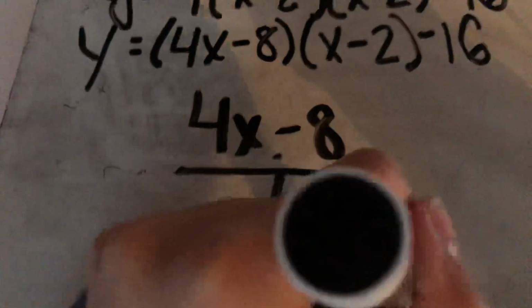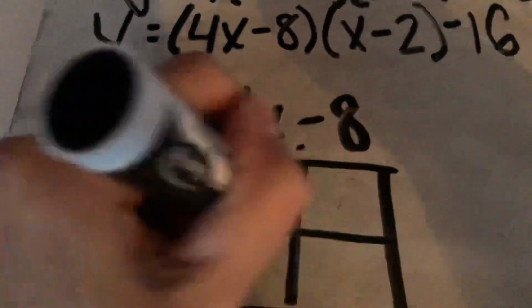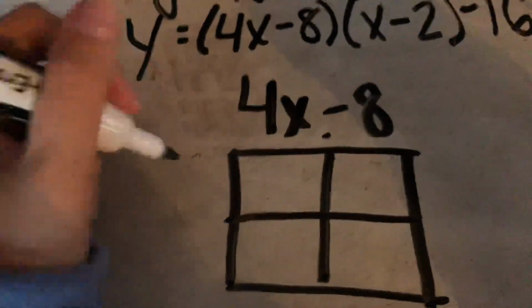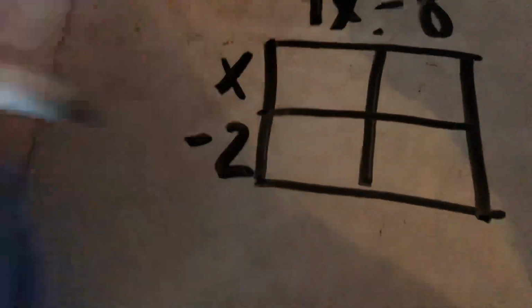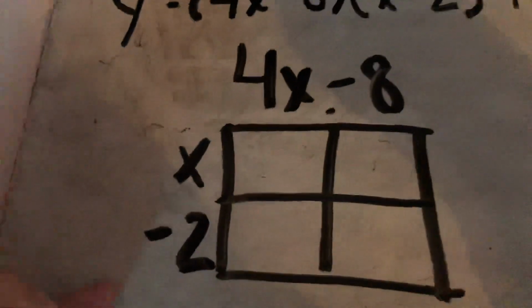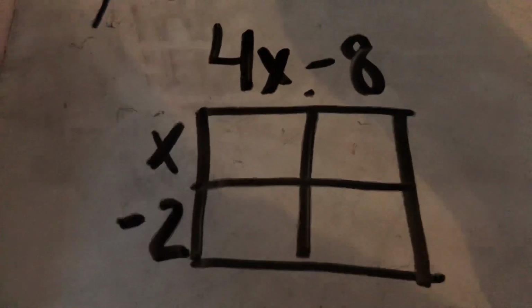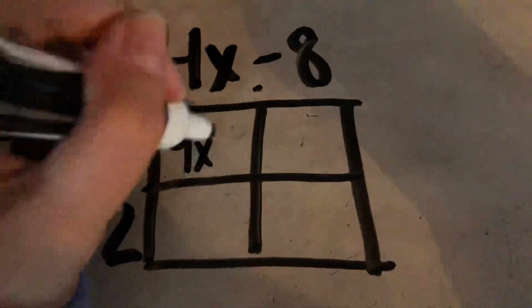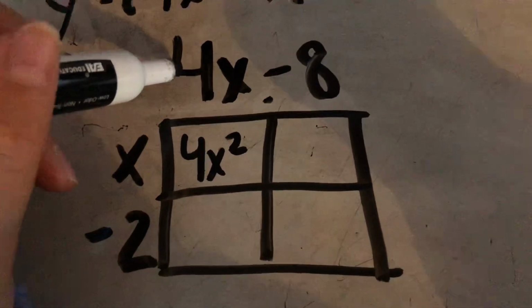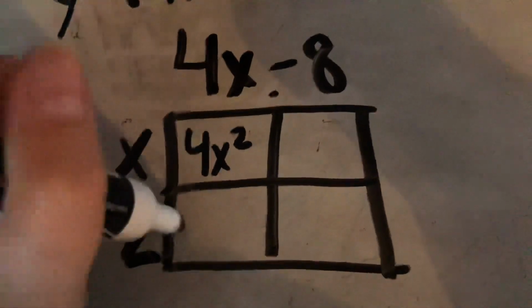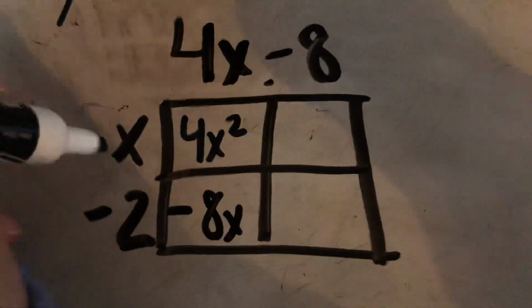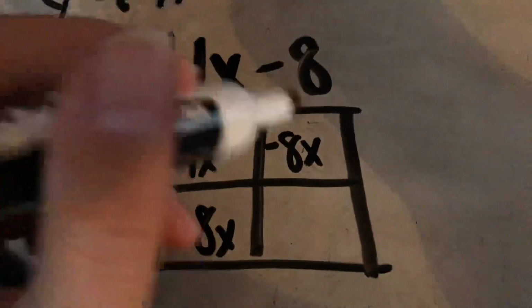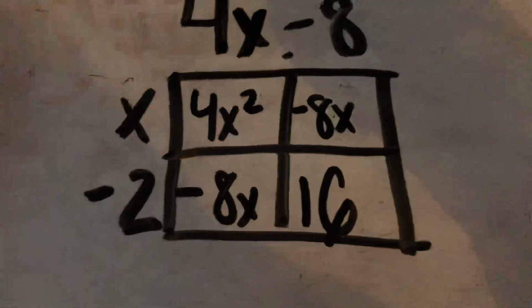4x minus 8 goes on the first box. I don't know why I made a square like that. And then x minus 2 goes across, or up and down. 4x minus 8 goes across. Multiply each box. 4x times x is 4x squared. 4x times negative 2 is negative 8x. X times negative 8 is negative 8x. Negative 8 times negative 2 is equal to positive 16.